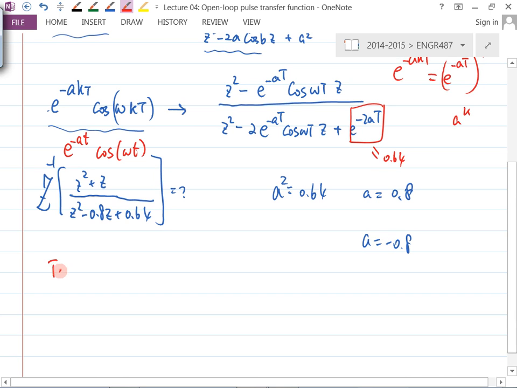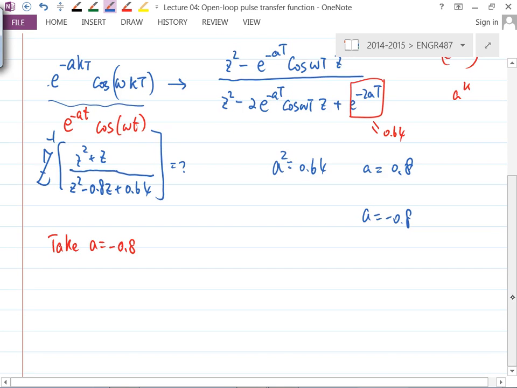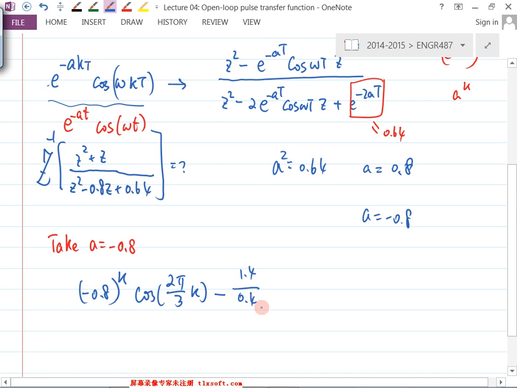If I take A as negative 0.8, the inverse Z transform of this one gives negative 0.8 to the power of k, cosine of 2 pi over 3 times k, minus 0.4 over root 3 times k sine of 2 pi over 3 k.